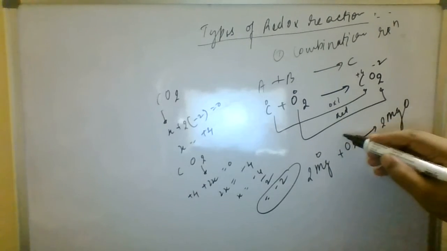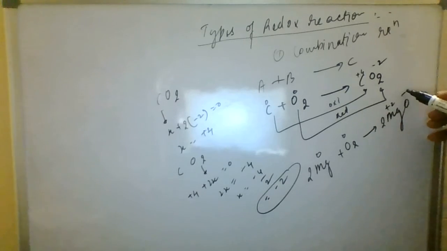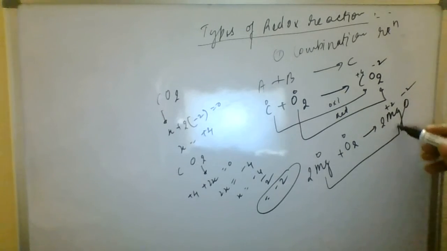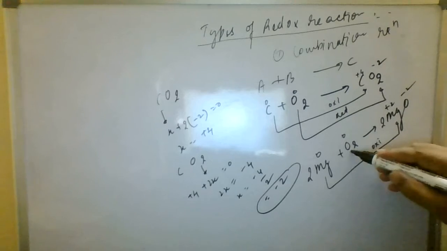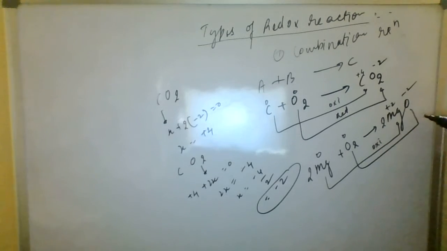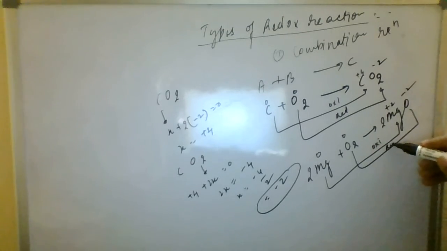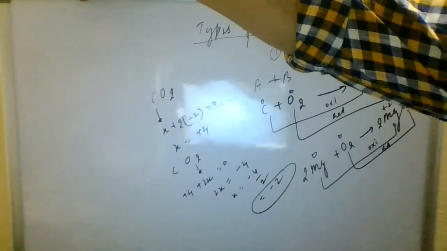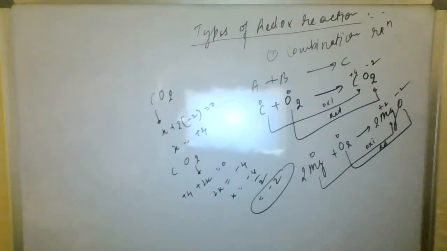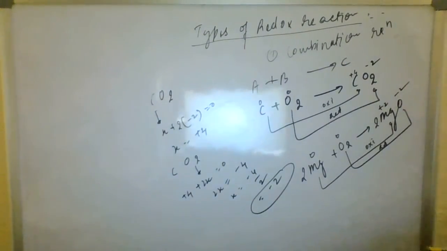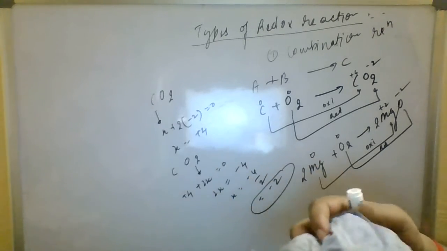So here is 0, here is 0, here is +2, here is -2. So 0 to +2, this is oxidation, and 0 to -2, this is the reduction. So this is also an example of a redox reaction. Now we can learn this with many other examples.